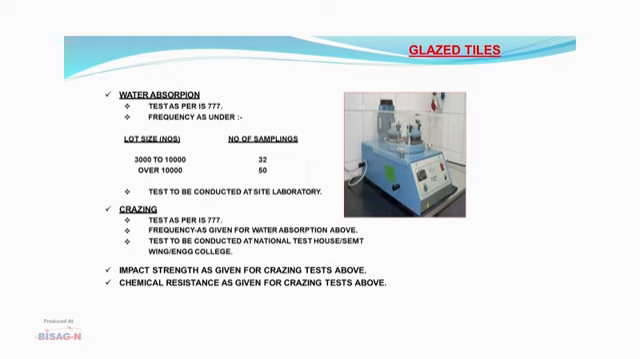For a lot size of 3000 to 10,000 tiles, the number of samples has to be 32, and beyond 10,000, the number of samples has to be 50. This test can be carried out at the site laboratory itself. In addition to the water absorption test, the crazing test as per IS 777 has to be carried out. The impact strength should be checked for the crazing test results obtained as per the samples collected. Also, the chemical resistance has to be checked.